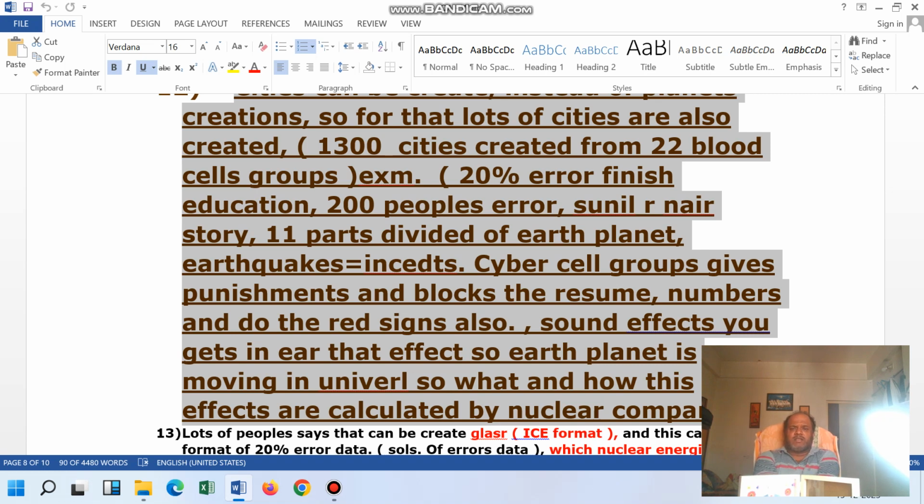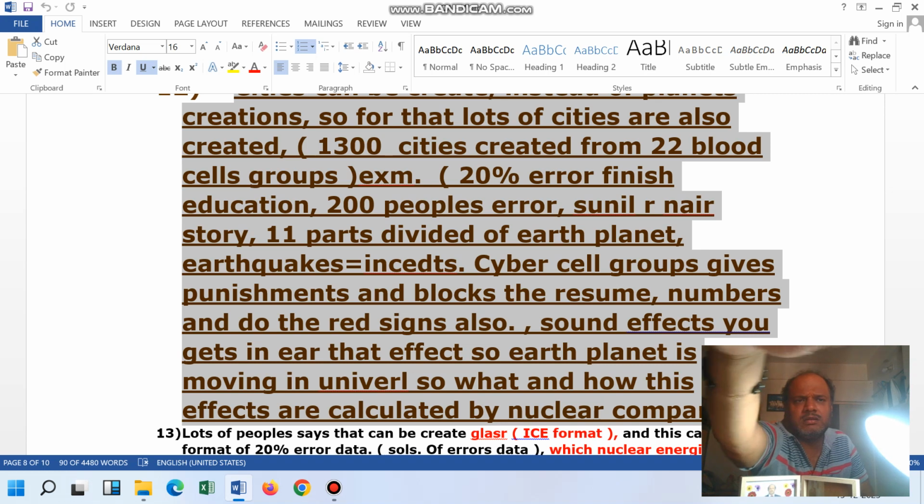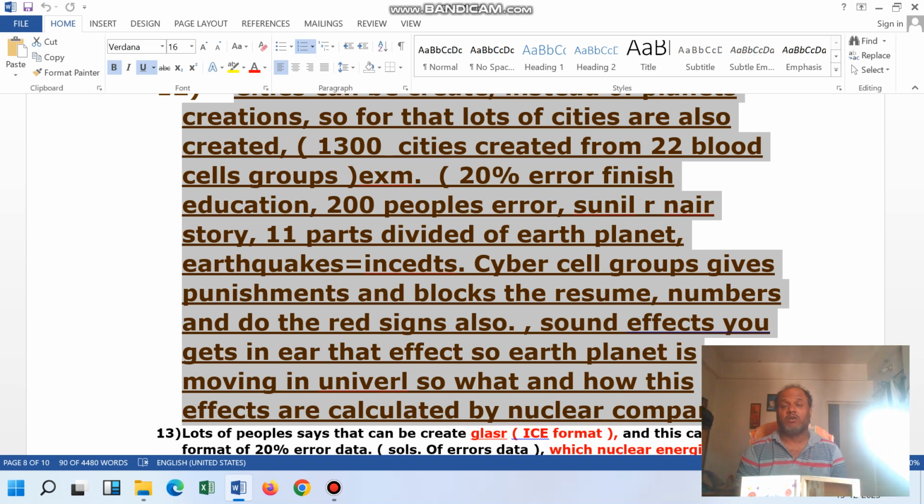So like this, one of the persons told that 20% error is there in the education sector. You can say that also. So one of the persons told that yes, 20% error might be there. So 20% error might be there. One of the persons told that 20% error would always be there.